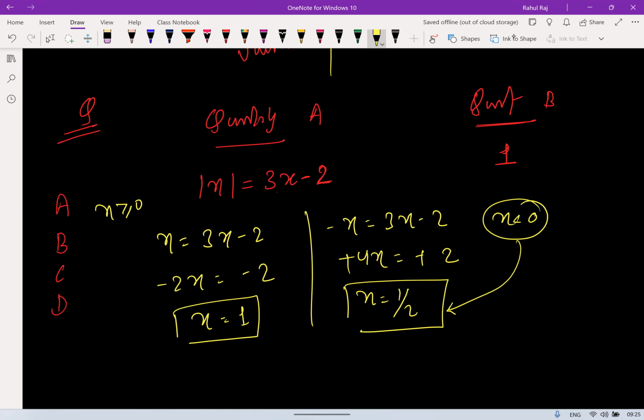So then the quantities are equal. The quantity A is 1, so A is equal to 1 because it's just one solution, and quantity B is 1. So the answer should be C.